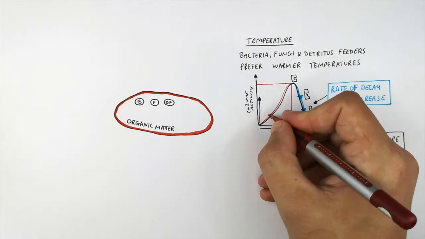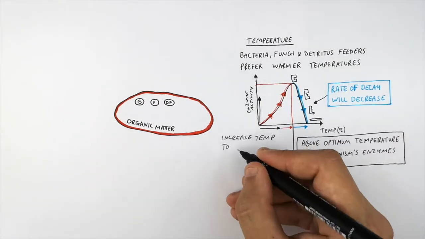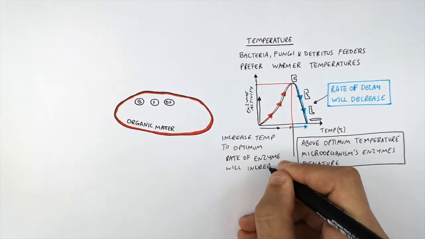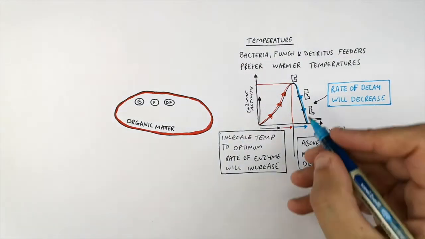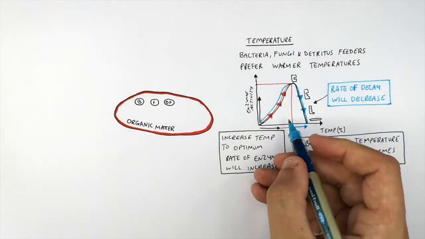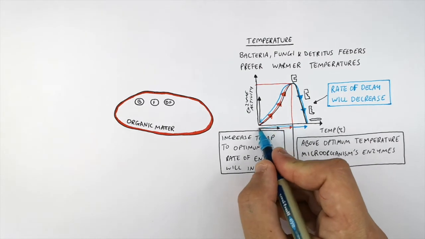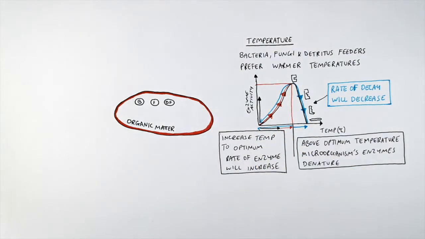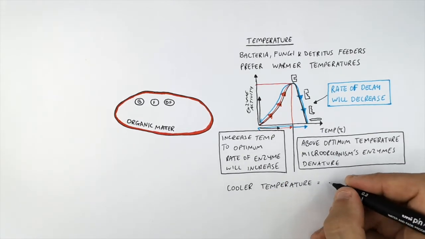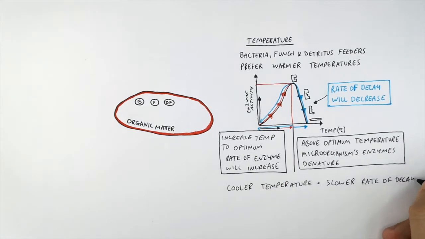So if you increase the temperature to the optimum temperature, this is where the enzyme activity is at its maximum rate. And if you decrease the temperature below the optimum temperature, the enzyme activity is going to decrease. Therefore, the rate of decay will decrease as well. So cooler temperatures equals slower rates of decay.